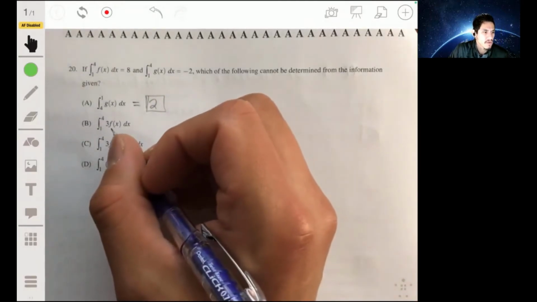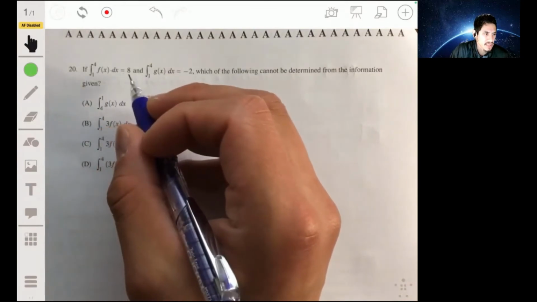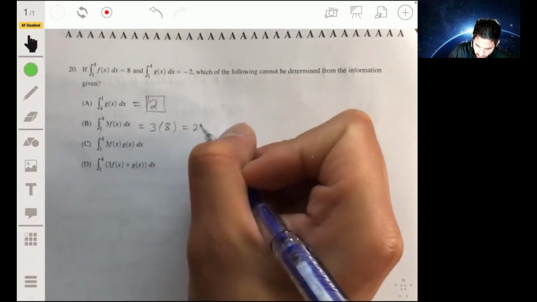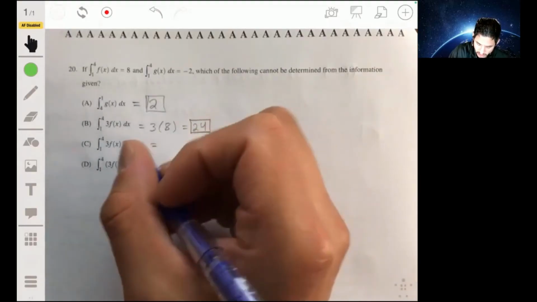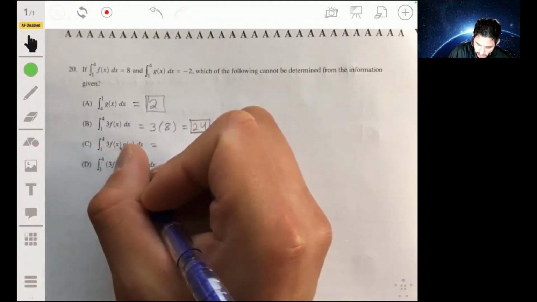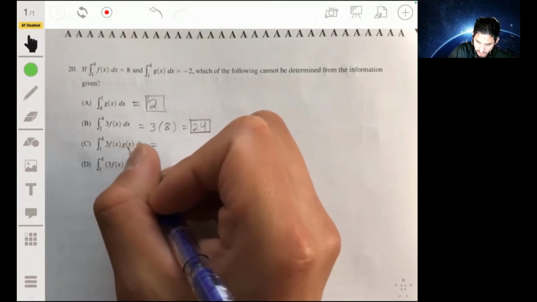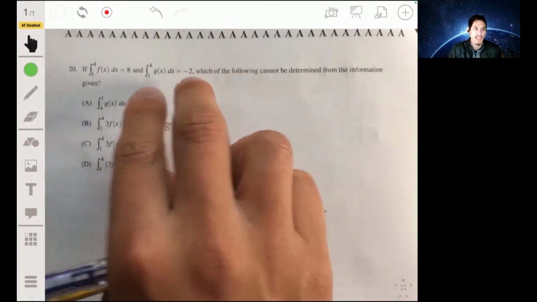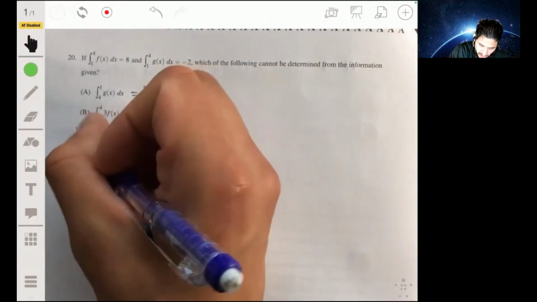The integral from 1 to 4 of 3 times f of x, given that the integral of f of x is 8, will just be 3 times 8, so this will be 24. So we can figure that one out. For C, we're asked to find the integral of 3 times f of x times g of x. This one you can't figure out because you can't simply multiply integrals like this. This is not a property of them. So the answer will be C.